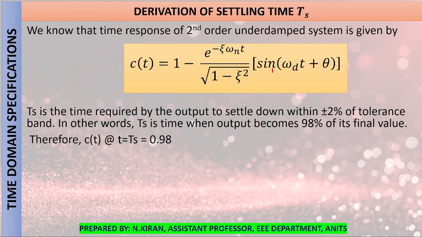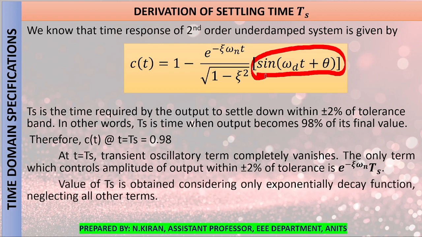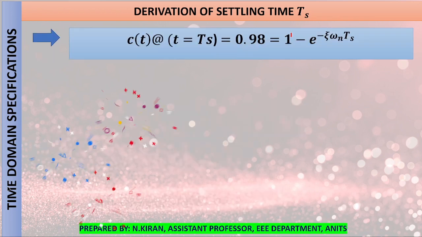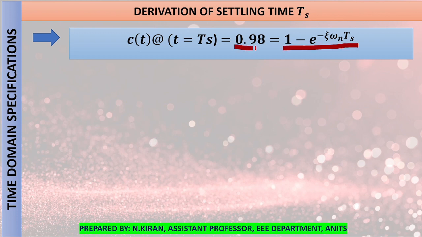One more thing we need to keep in mind is that the transient or oscillatory part will not be present at the settling time. Here this part, that is sine omega d t plus theta, consists of the transient or oscillatory part, so we will neglect this term. In order to derive the expression for settling time, we will only consider the exponential term, that is e power minus zeta omega n into t, and the remaining terms we will neglect. So that eventually will give me the expression c of t to be 1 minus e power minus zeta omega n into ts, and this is equal to 98%. So I have equated to 0.98 and replaced t by ts.